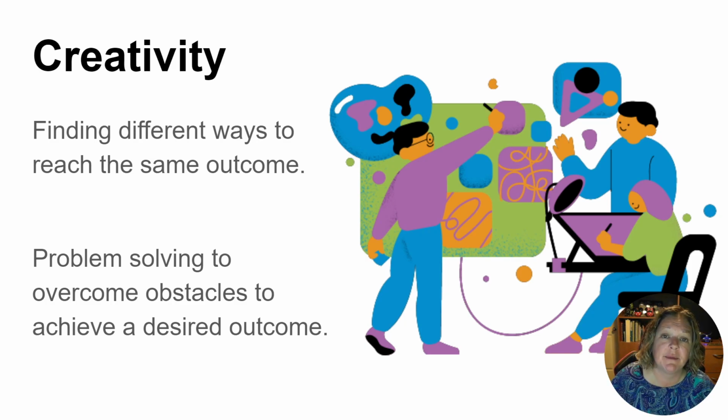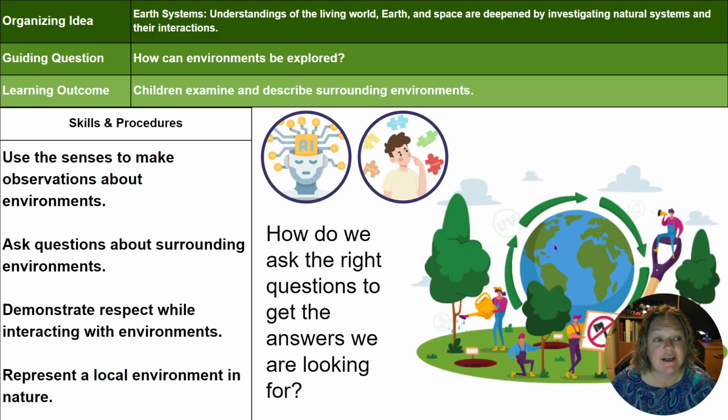So these things will come into play when you're doing your other lessons in science and your other subjects as well. And we can look at how we can practice these skills through our science investigations. Looking at the Earth Systems curriculum and pulling out just the skills and procedures by understanding, here we're talking about understanding the environments around us. And we're using our senses to make observations about environments, and we're learning how to ask questions about environments.